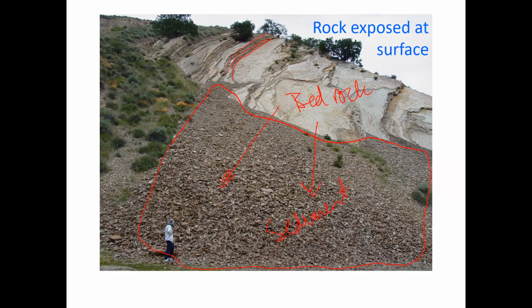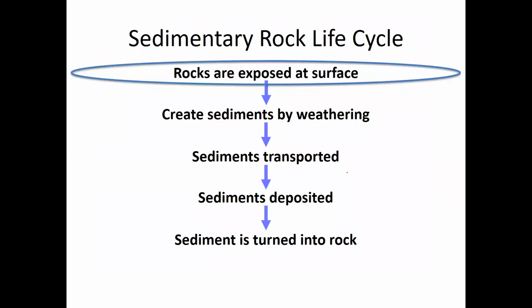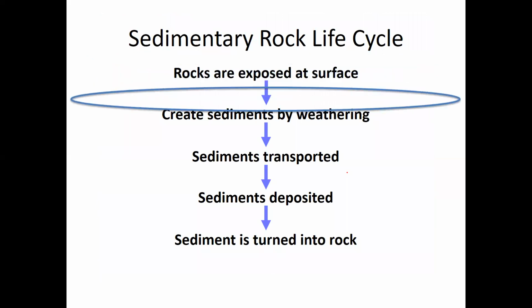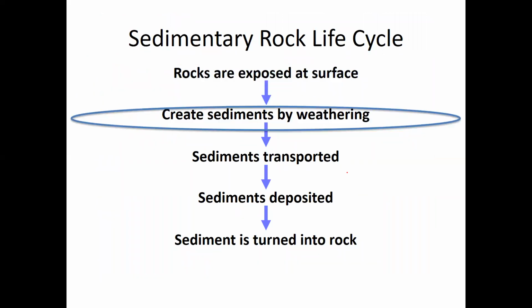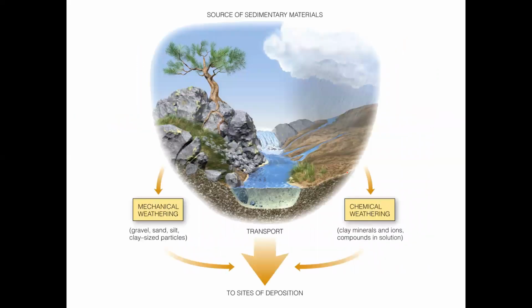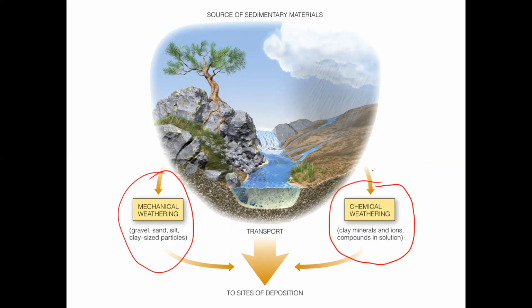And this is all sediment. Now, sediment takes a wide range of size, from large chunks, boulders, to very tiny pieces of mud and clay. So after rock is exposed to the surface, sediments are created by the bedrock being weathered. Now, there are two different types of weathering. There's mechanical weathering, which is the physical breakdown of rock, and chemical weathering, the chemical breakdown of rock.